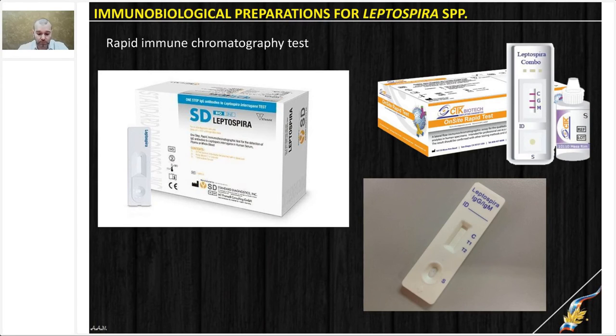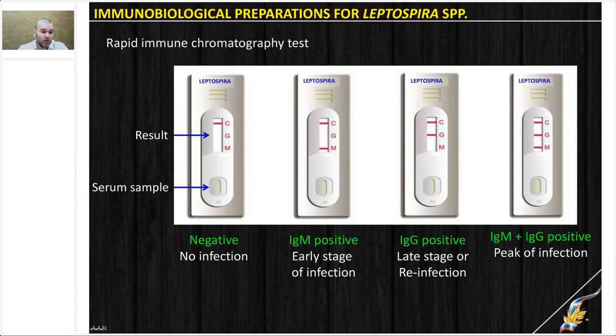We have a window for addition of the sample. In the case of Leptospira, it is mainly human serum, for identification of antibodies. So only serum can be used. And there is one result window with 3 possible results: one strip as a control, one strip for antibody class G, and one strip for antibody class M.